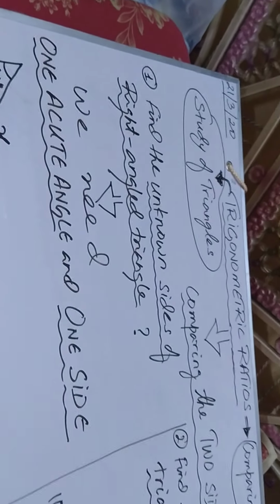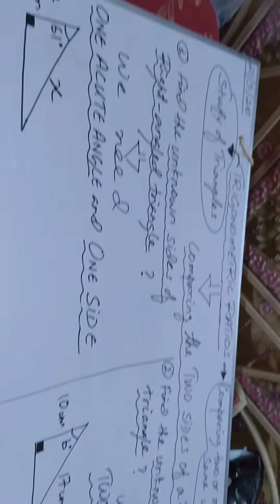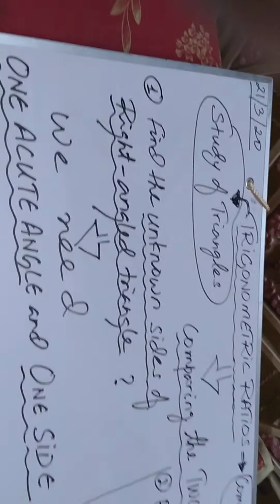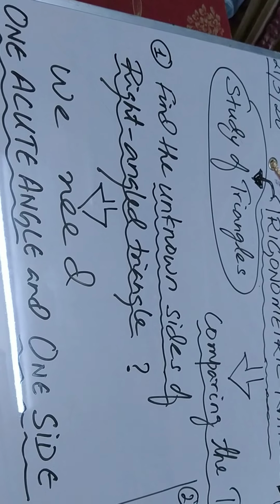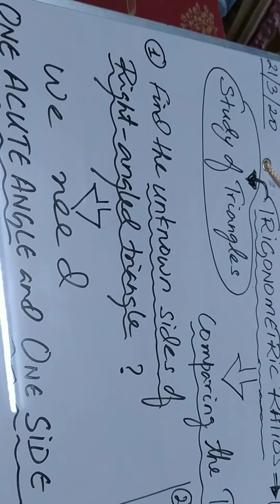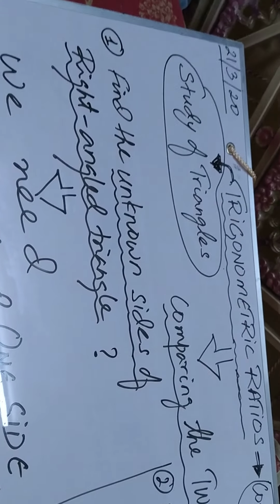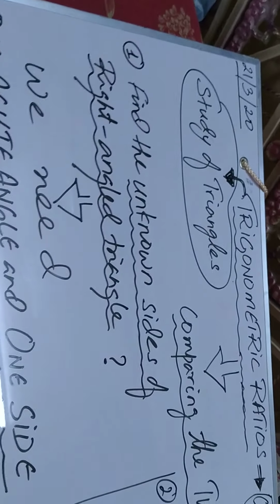We will find all the three sides of a right angle triangle. We will find all the angles of a right angle triangle. So remember, if the examiner says find the unknown side of a right angle triangle, note that Pythagoras theorem is also trigonometry, study of triangle. By applying Pythagoras theorem, we will find the unknown side of a right angle triangle.